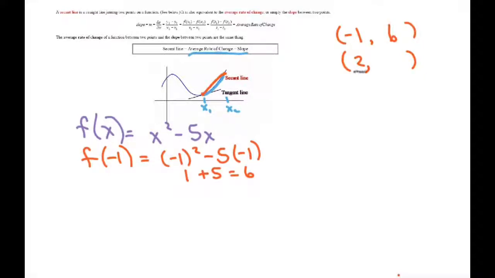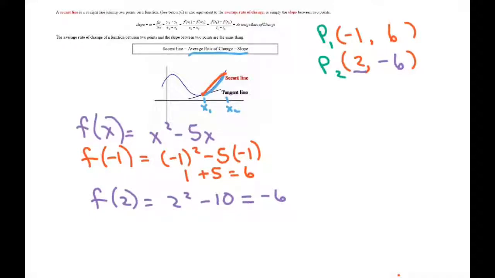And let's plug in our 2. So f of 2 is going to be 2 squared minus 10, which equals -6. 4 minus 10. Now that we have our 2 points, point 1 and point 2, we can just use this equation, our slope formula, and write this out. So that's going to be -6 minus 6 divided by 2 minus a -1. So this is going to equal -12 divided by 3, which equals -4.